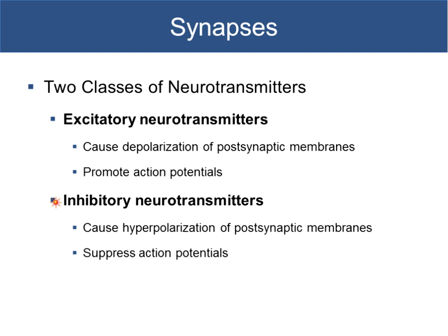Now, there are classes of neurotransmitters that can do the exact opposite. Instead of causing depolarization to take place, they will cause hyperpolarization. So it will take us from negative 70 millivolts to something like maybe negative 90 millivolts, because it will cause us to get even more negative and suppress the ability for an action potential to take place.